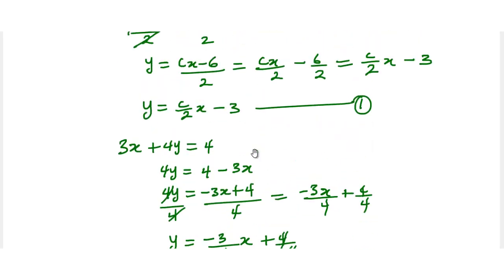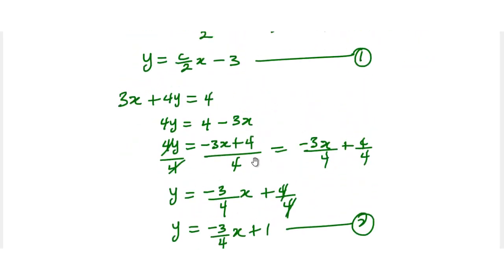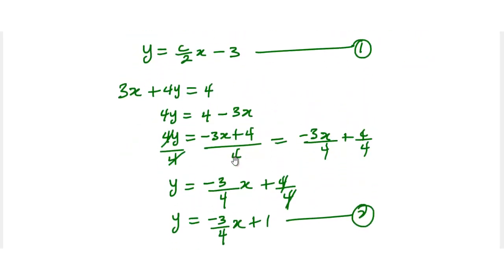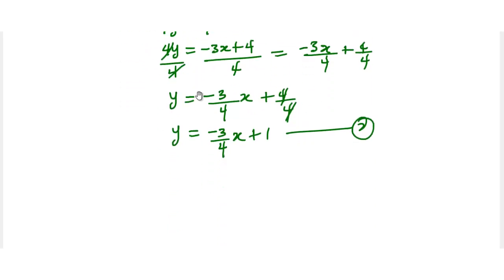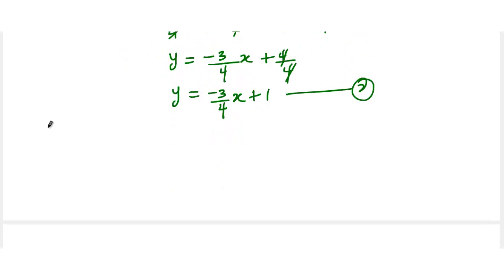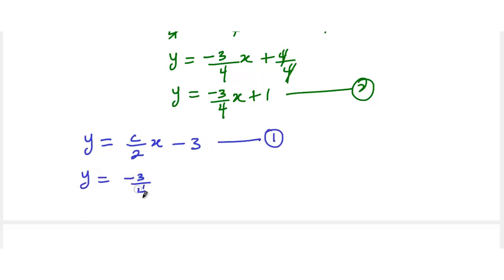So if you look at equation 1 and 2, they have different intercepts. So now the only thing we want to look at is the value of their slope. Let me bring the two together. So equation 1, we have y is equal to c over 2 x minus 3. This is equation 1. And equation 2, we have y is equal to minus 3 over 4 x plus 1, which is equation 2.